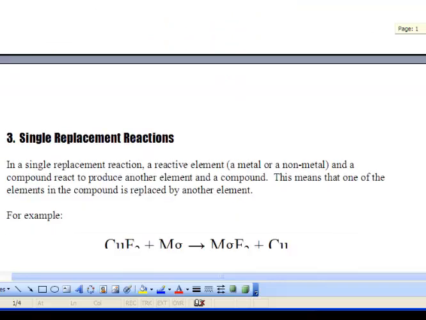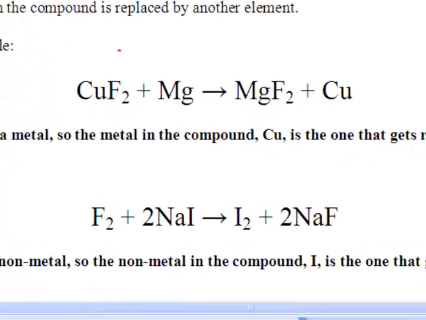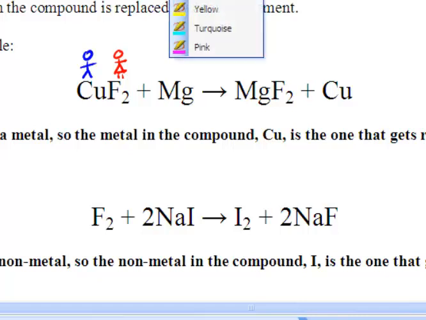Next, we've got single replacement. Now, this is our Valentine's Day chemistry. In a single replacement reaction, a reactive element, a metal or nonmetal, and a compound react to produce another element and a compound. This means that one of the elements in the compound is replaced by another. So we've got a cute couple here, and so we've got the girl, and we've got the boy, and we've got another boy right here.